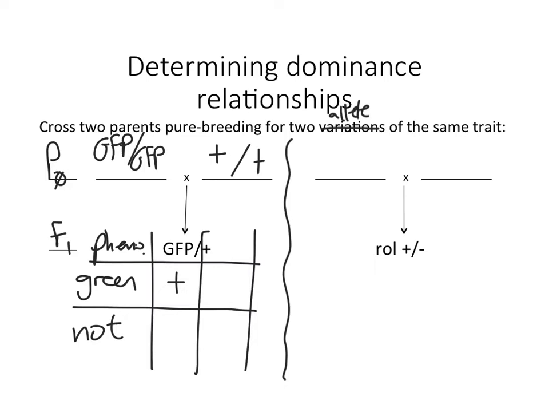That's how you determine dominance. You cross two pure breeding parents together and you just look at the phenotype of their offspring. If the phenotype is green, then that's the dominant allele, GFP. If this F1 individual, on the other hand, has the other parent's phenotype, if it's not green, if it's plus, then that's the dominant allele.